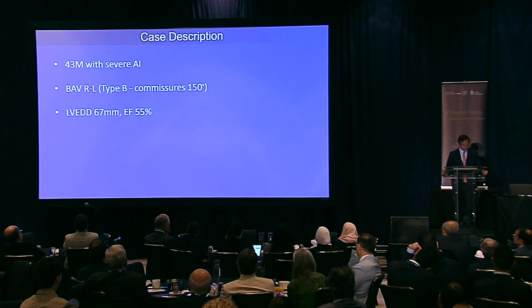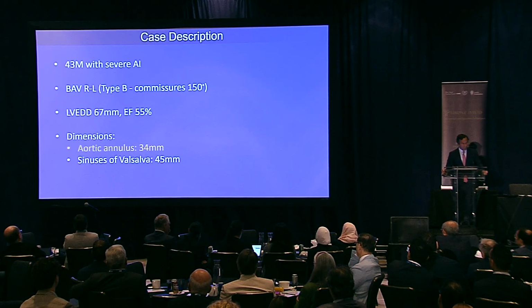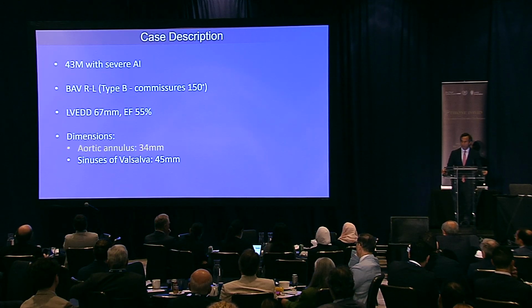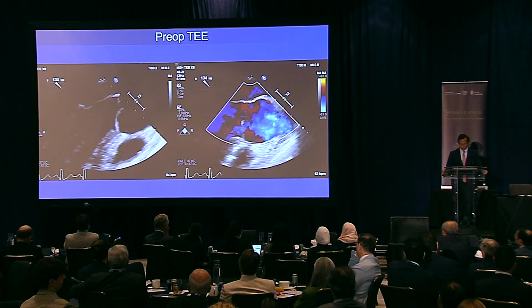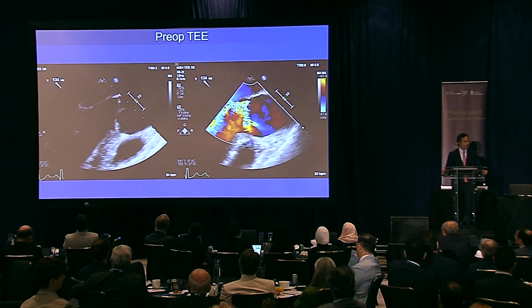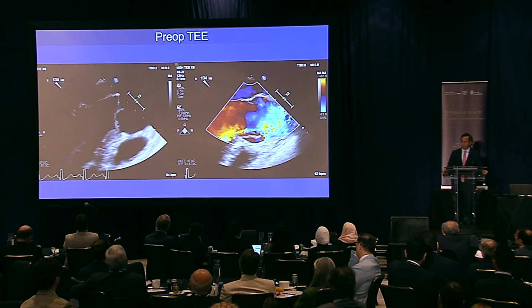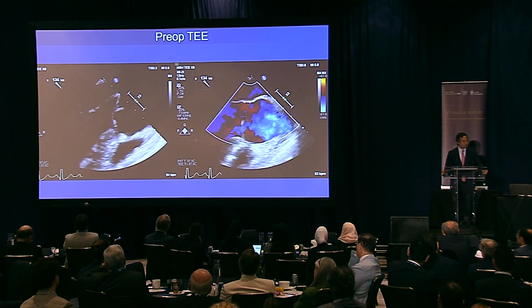The LV is dilated, the EF is okay. The annulus is quite dilated at 34 millimeters, so that's one that we'll address in a rather aggressive way. And the sinuses are moderately dilated. This is the echo, the typical eccentric jet of aortic regurgitation directed towards the anterior leaflet, suggesting prolapse of that fused cusp.